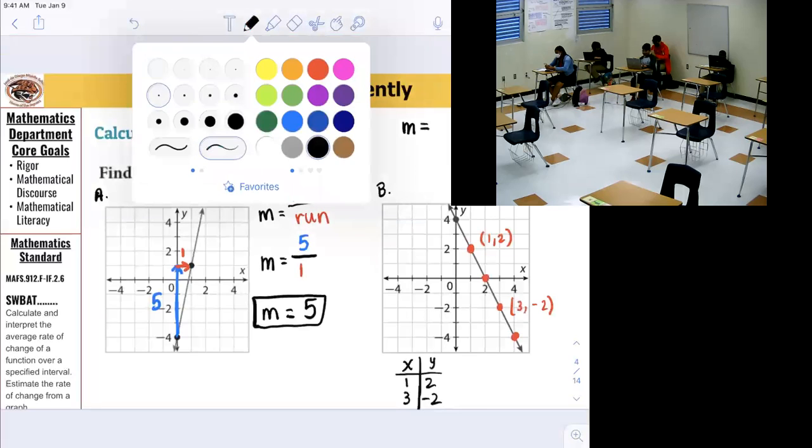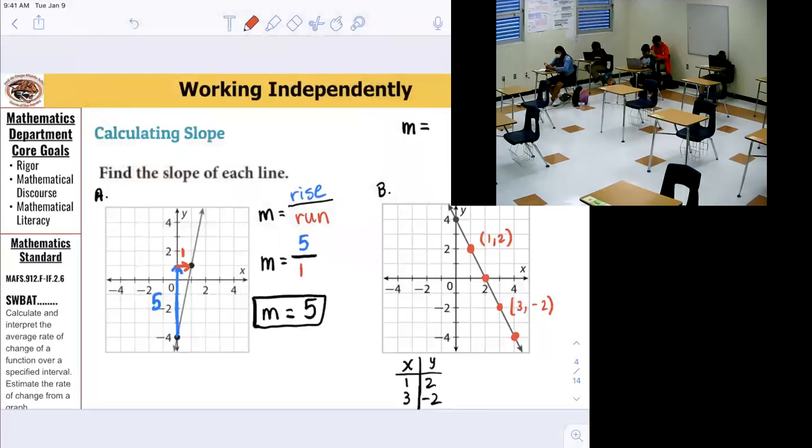y2 minus y1, what do I put in my numerator? Negative 2, take away 2. Negative 2 minus 2. And in my denominator, x2 minus x1. 3, take away 1. Perfect, 3 minus 1.